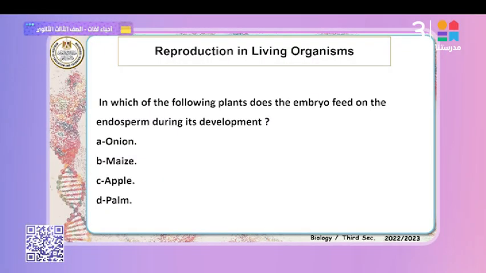Onion is a monocotyledon. Maize, monocotyledon. Apple, dicotyledon. Palm, monocotyledon. The best answer is apple, where the embryo feeds completely on the endosperm. It's called endoendosperm. The integument of the ovule hardens, forming the seeds. That's right. The best answer is apple.